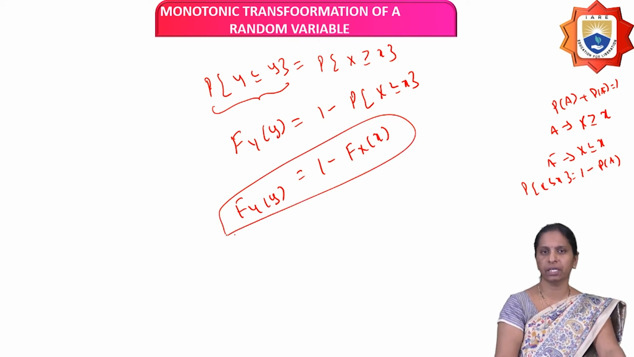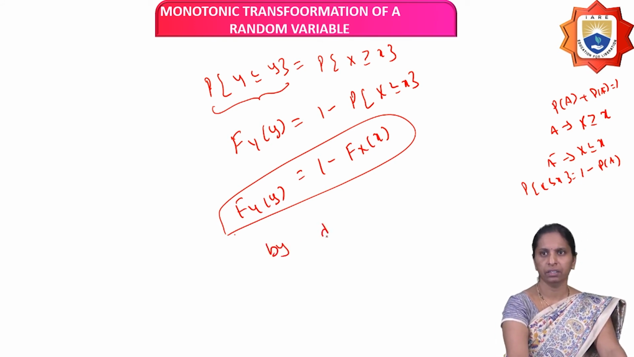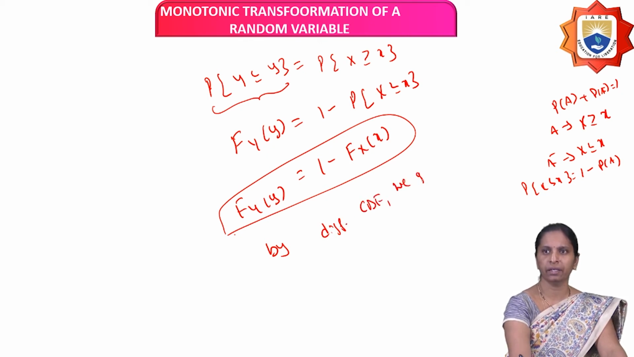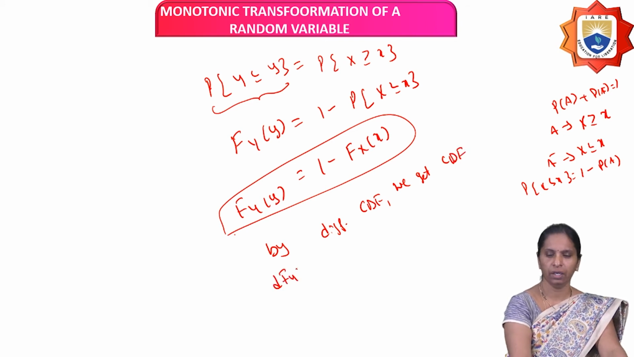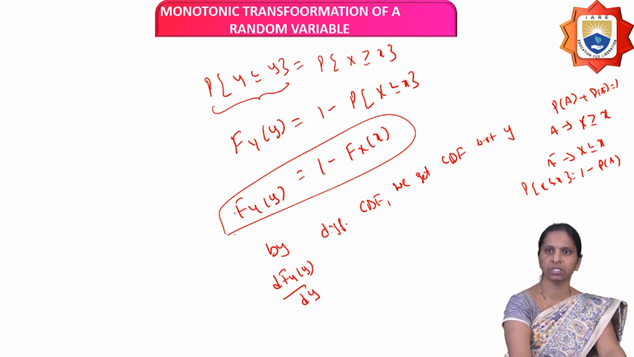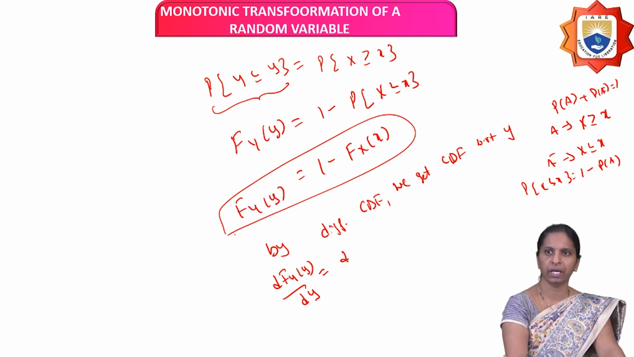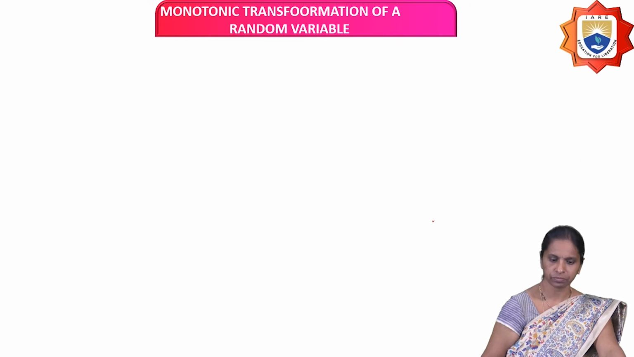Now, I want to find the density function. Then how do you get the density function? By differentiating the distribution function, we get the density function. Therefore, dFy of y by dy. So, differentiating both sides with respect to what? Differentiate with respect to y, because I want the density function of the new random variable Y. So dFy of y by dy equals d by dy of 1 minus Fx of x.